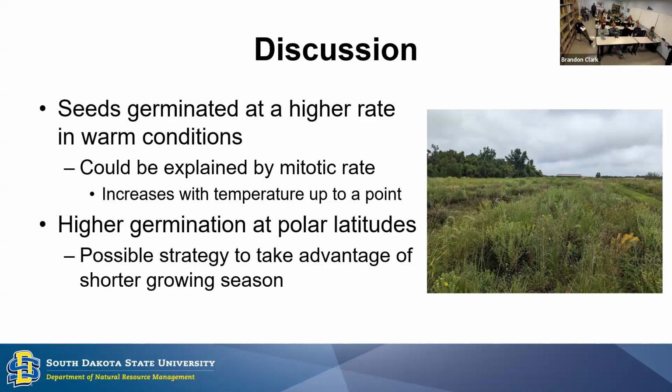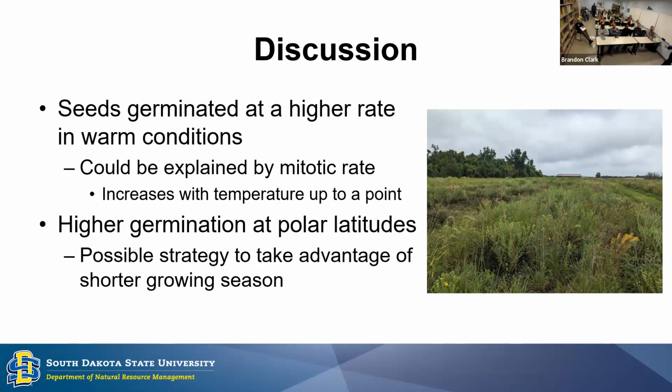Seeds germinated at a higher rate in warmer conditions. This could potentially be explained by seeds having a higher mitotic rate of cell division in warmer temperatures, up until a point where it's too hot, cells obviously lose that rate and it drops off. But there's a pattern we saw, and other studies have seen it in their germination trials.